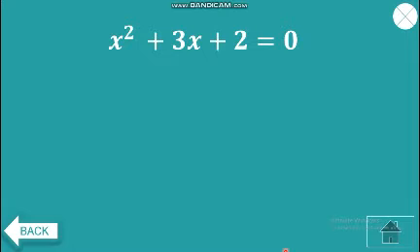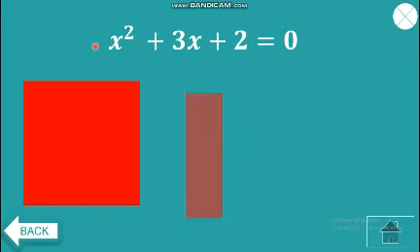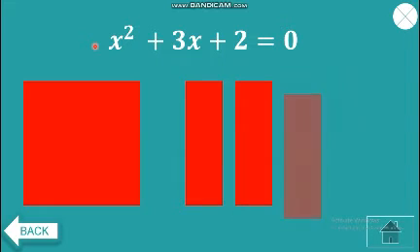So in this situation, we just need one large square block, because the coefficient of x squared is 1. And then we need 3 rectangular blocks, because the coefficient of x is 3. And then we need 2 small square blocks, because the unit is 2.